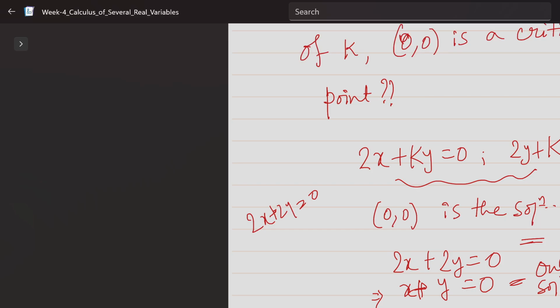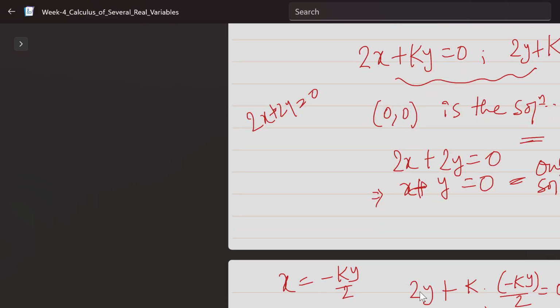X is minus ky by 2, right? This is correct. Yes. 4y minus k square y is 0, right? So 4y equals k square y. Now you are cutting this y, right? We can't cut it because y is 0, because y is 0 is already given as a critical point.